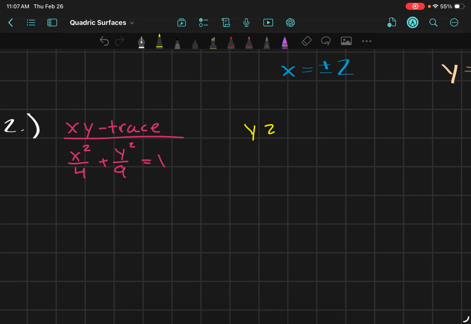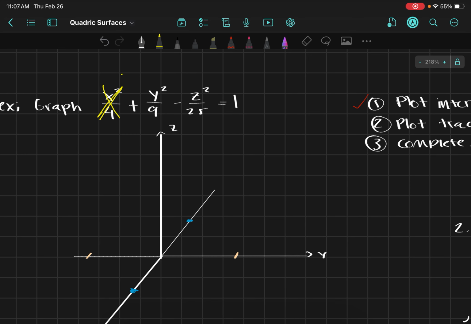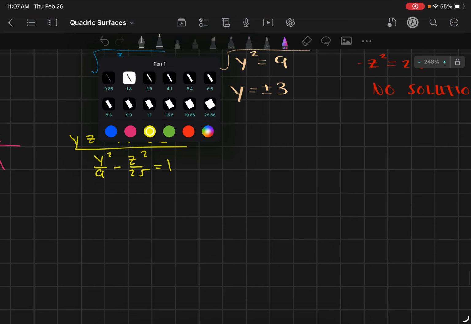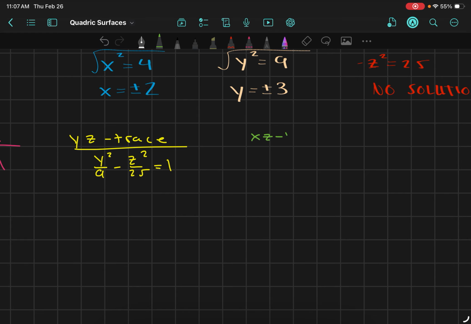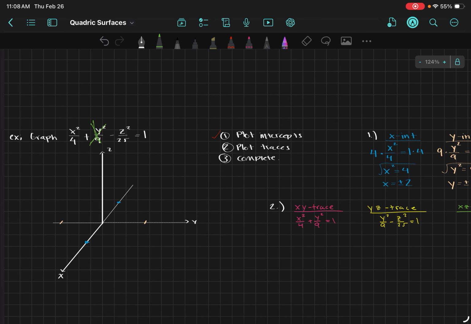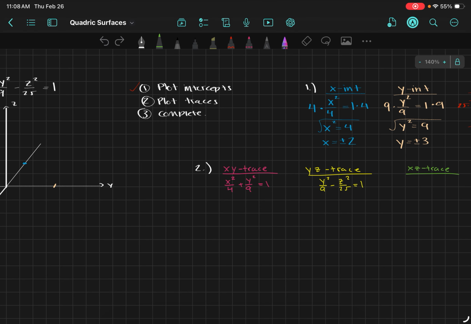Now we have our yz trace, wherein we set our x equal to 0. So now we have y squared over 9 minus z squared over 25 is equal to 1. So our last trace here, we're going to have our xz trace. Setting our y equal to 0, we are going to have x squared over 4 minus z squared over 25 is equal to 1.